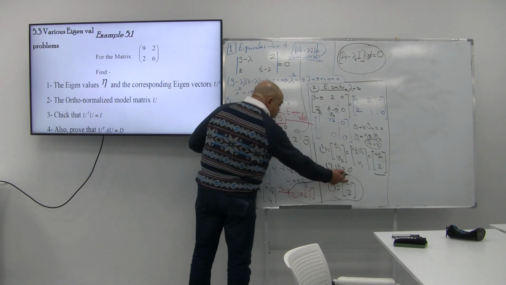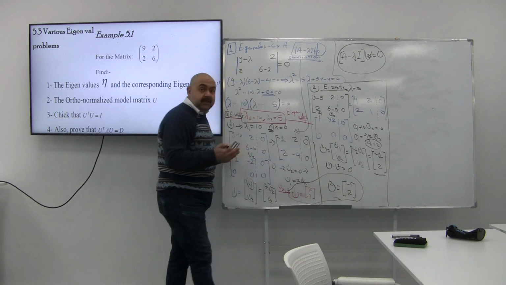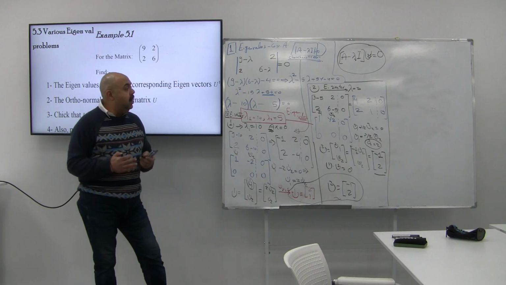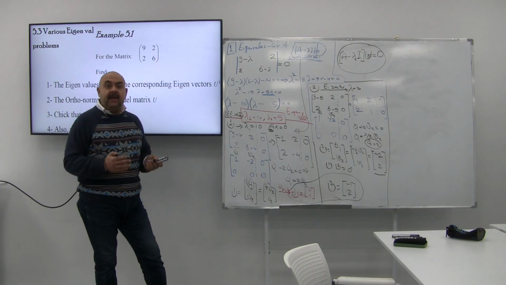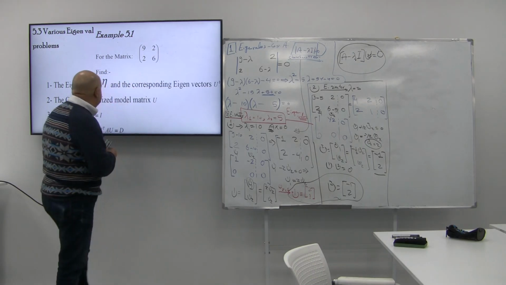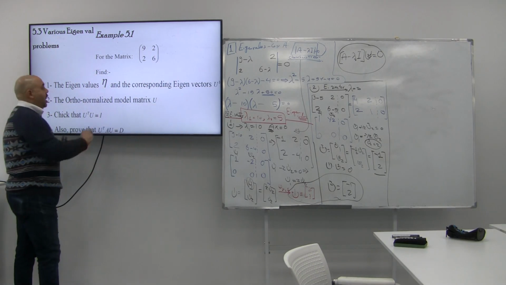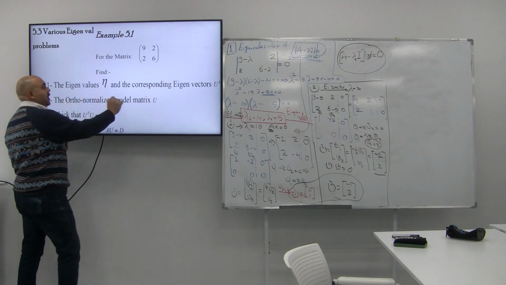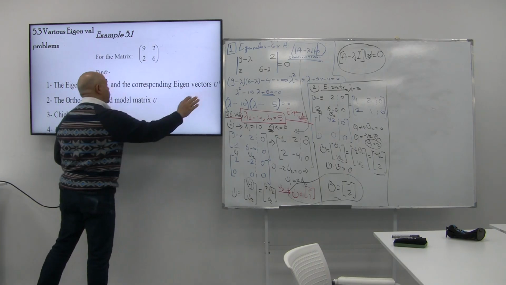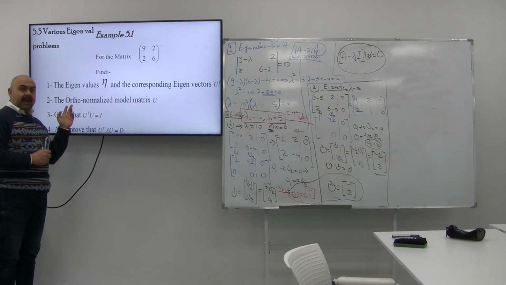Okay, already checked once more. 2 times negative 1 is going to be negative 2, plus 1 times 2, which is 2. The sum of them will equal 0, and this means that these two vectors are perpendicular to each other. Now, the first requirement is already done. I have the eigenvalues, and also I have the corresponding eigenvectors. Now I can get to the normalized model matrix.